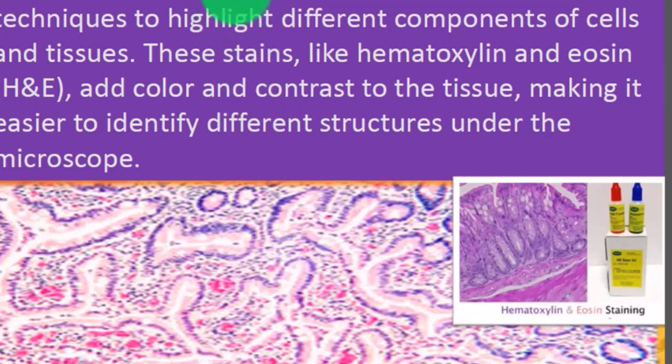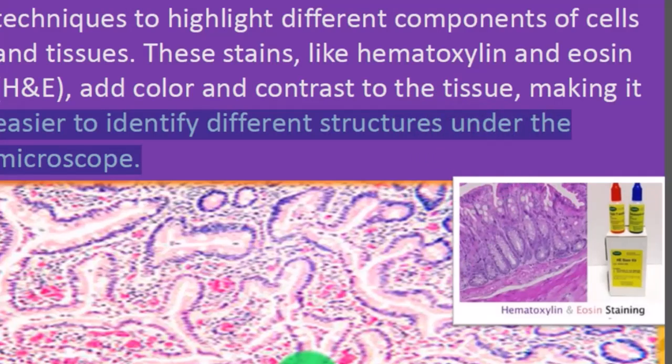Staining techniques. Histologists use various staining techniques to highlight different components of the cell. Stains like hematoxylin and iodine add color and contrast to the tissue, making it easier to identify different structures under the microscope.